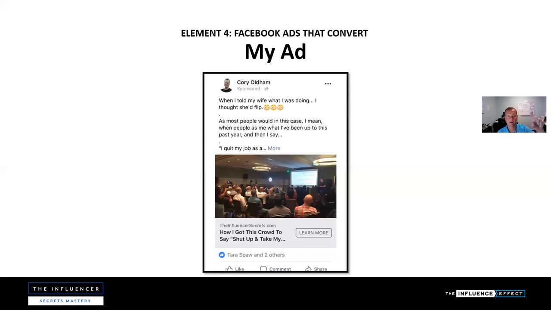And so the copy up top is me telling a story, which is really another pattern interrupt. I'm flipping it on its head again. When I told my wife what I was doing, I thought she'd flip. Insert emoji. Emojis work fantastically well for ads. I definitely encourage you to use emojis. When I told my wife what I was doing, thought she'd flipped, as most people would in this case. I mean, when people ask me what I've been up to this past year, and then I say, quote, I quit my job as a, you think, wait, what?